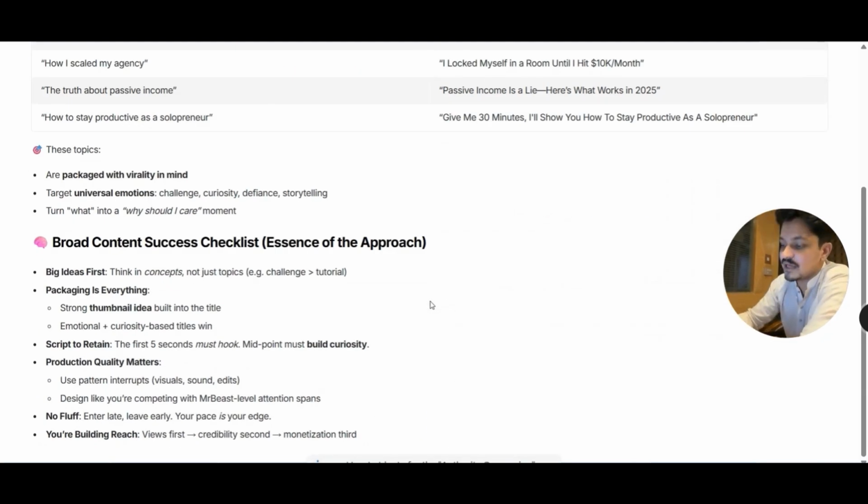If you want to ideate the best content out there, these are the things that you have to keep in mind. Again, big ideas first. I've mentioned multiple times: think in concepts. Second is packaging is everything.